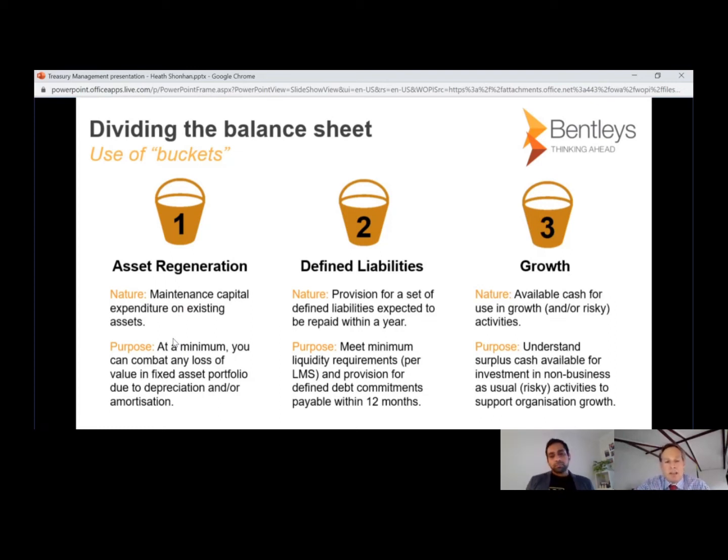The second bucket is a really easy bucket to understand. How much do we need to provide for our defined liabilities expected to be repaid within the next 12 months? This is covering off on all of your resident liabilities, but it's also thinking about your employee entitlement liabilities, dealing with all of the liabilities on your balance sheet that are current and putting them into this defined liabilities bucket. And this really helps you acquit your minimum level of liquidity requirements for your liquidity management strategy under the Aged Care Act. But as you can probably understand, it goes much wider.